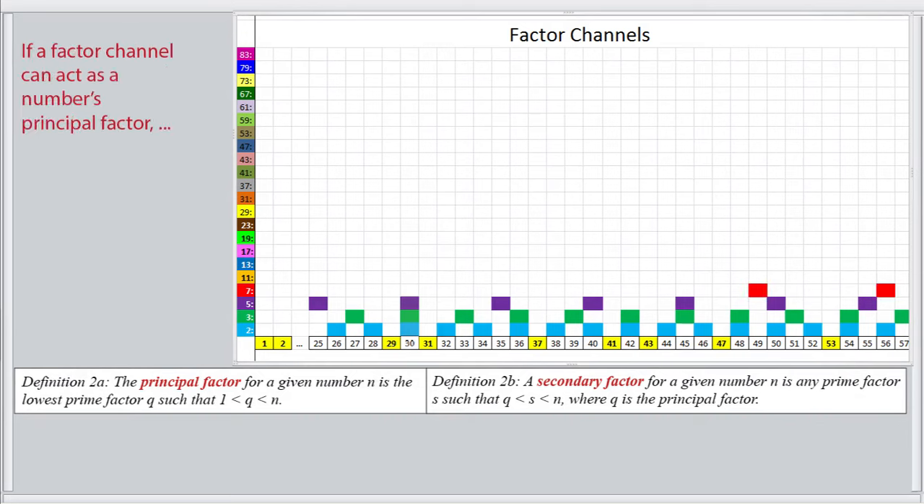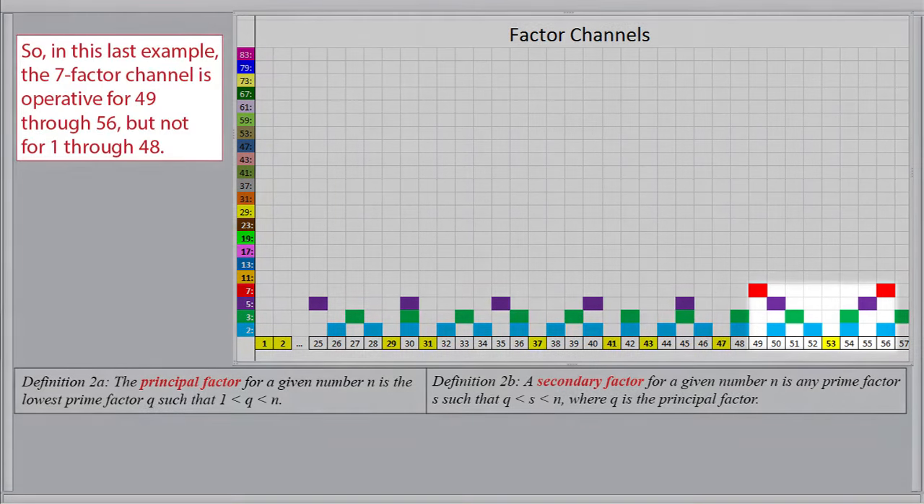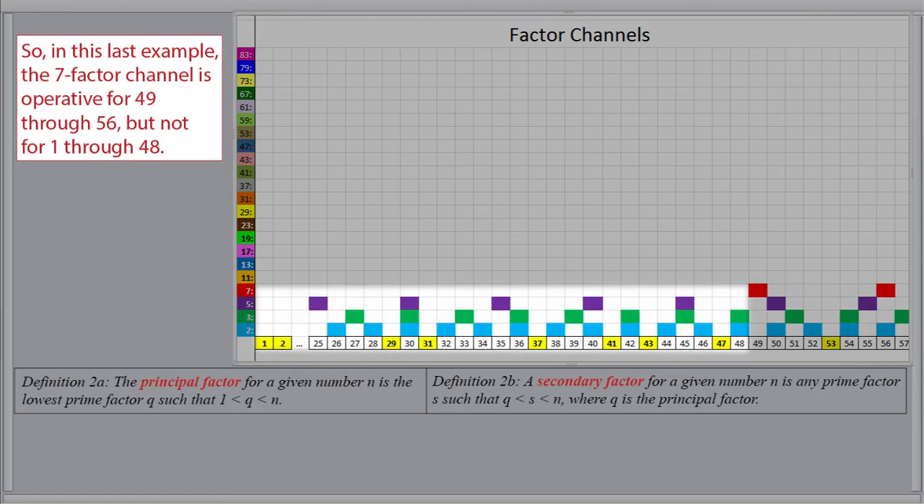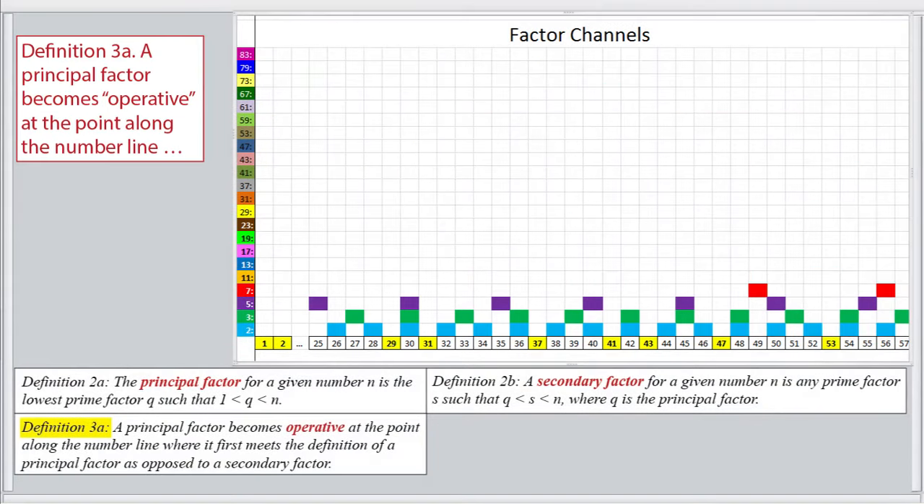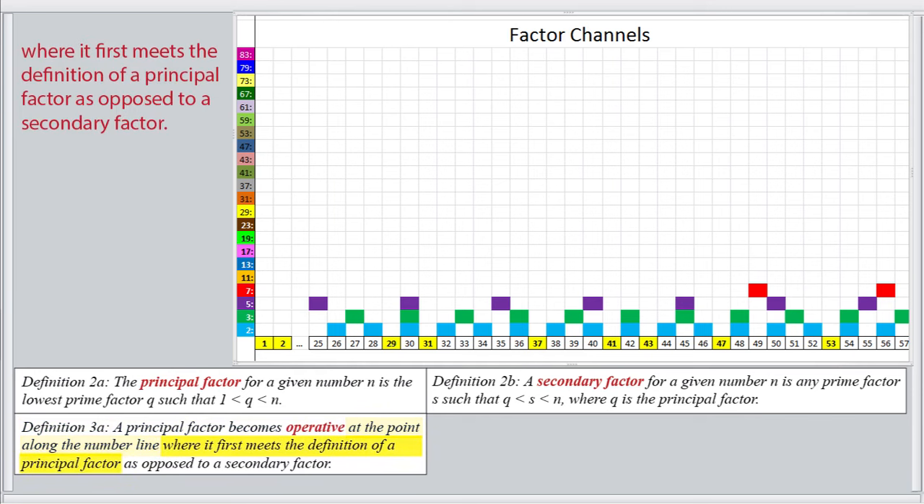If a factor channel can act as a number's principal factor, we say that the factor channel is operative for that number. So in this last example, the 7-factor channel is operative for 49 through 56, but not for 1 through 48. Definition 3a. A principal factor becomes operative at the point along the number line where it first meets the definition of a principal factor as opposed to a secondary factor.